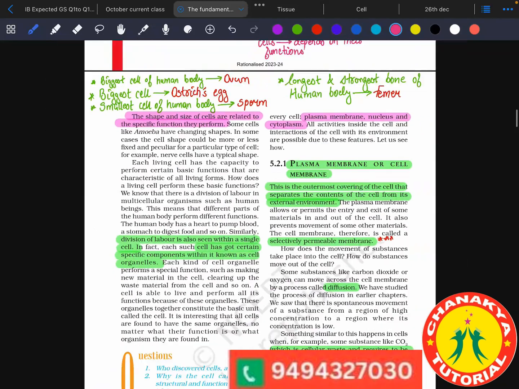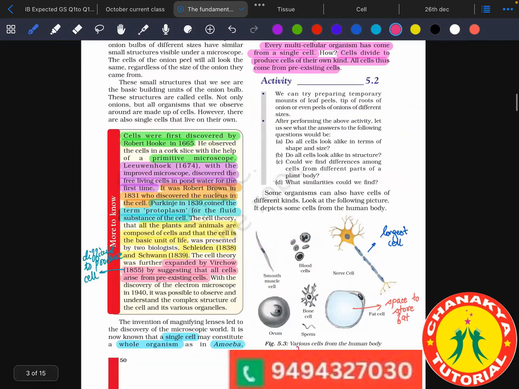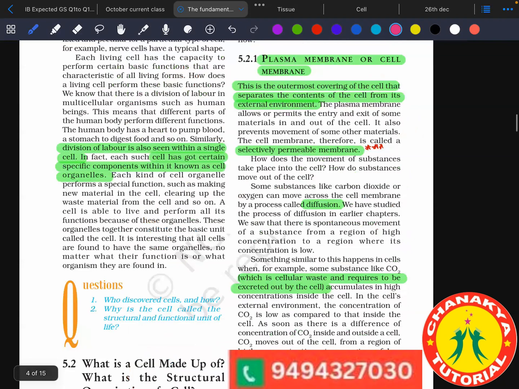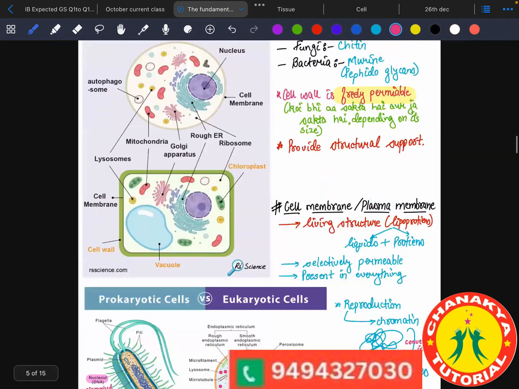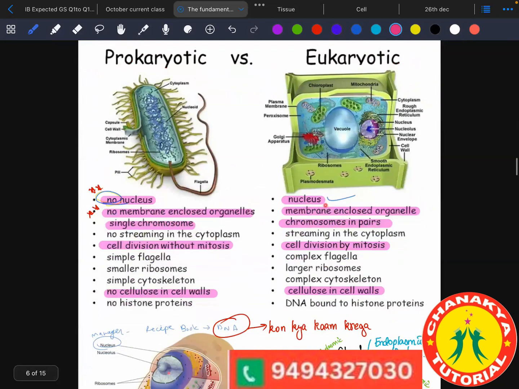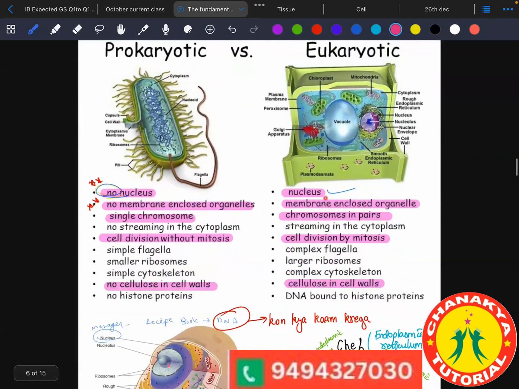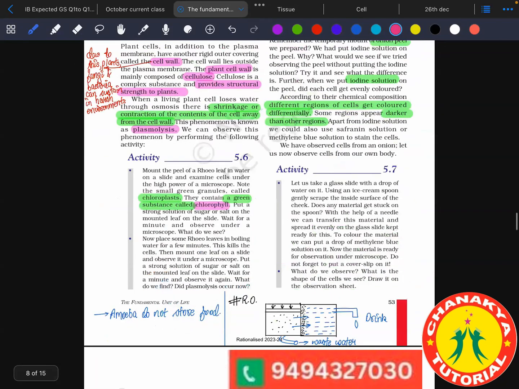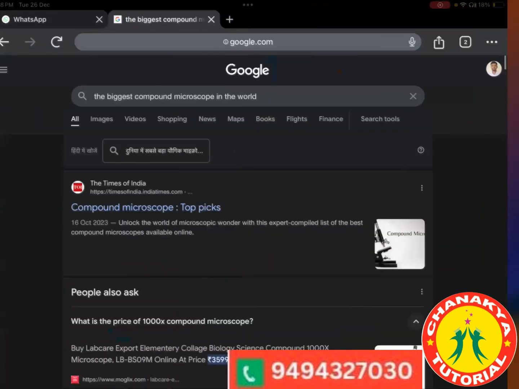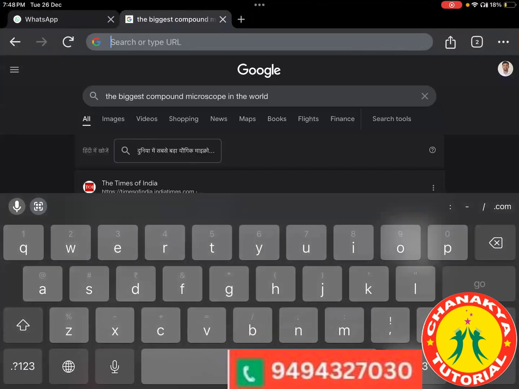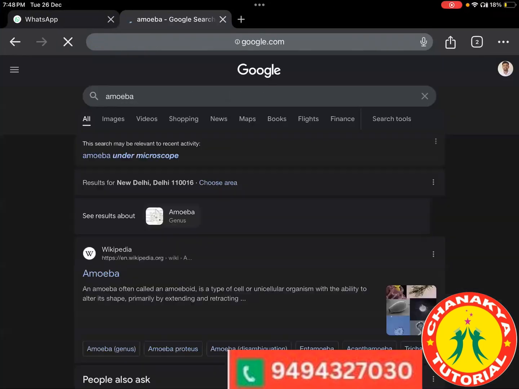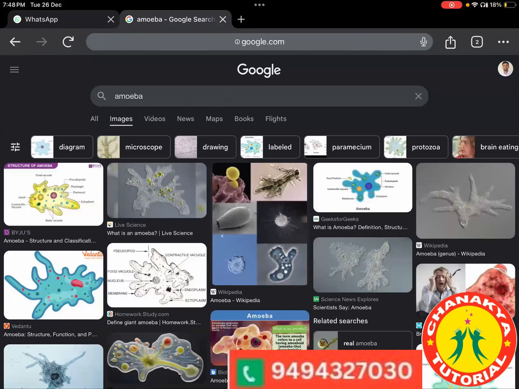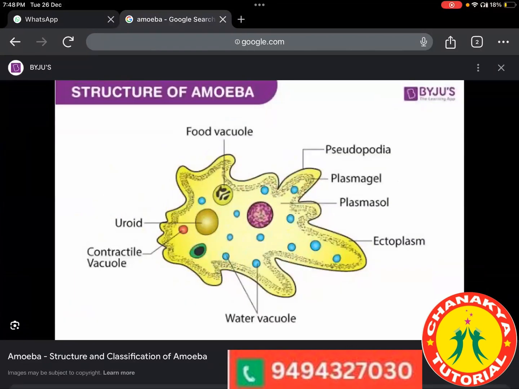Have you seen the diagram of an amoeba? Yes, sir. It's irregular. Okay, I don't have a simplified diagram of this. Let me show you. So an amoeba looks like this. It is made up of a single cell.